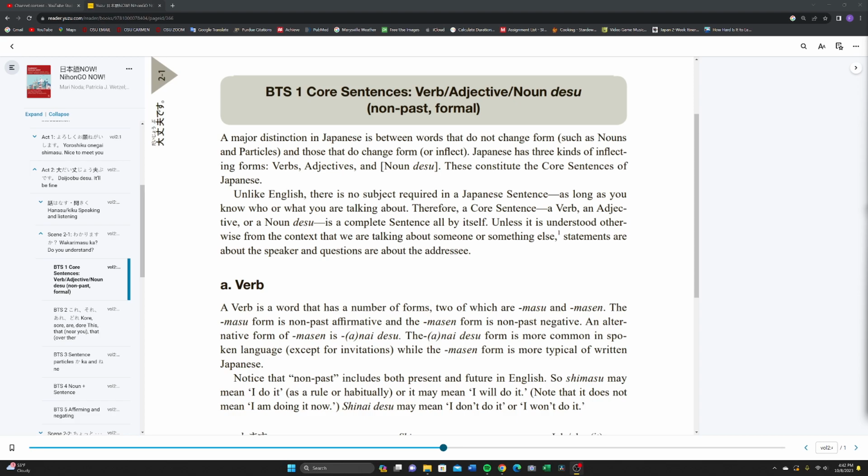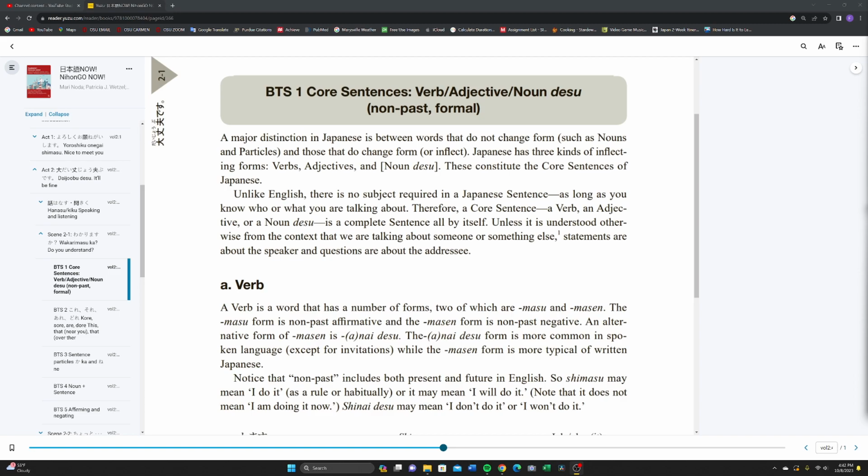A major distinction in Japanese is between words that do not change form, such as nouns and particles, and those that do change form or inflect. Japanese has three kinds of inflecting forms: verbs, adjectives, and noun plus desu. These constitute the core sentences of Japanese.